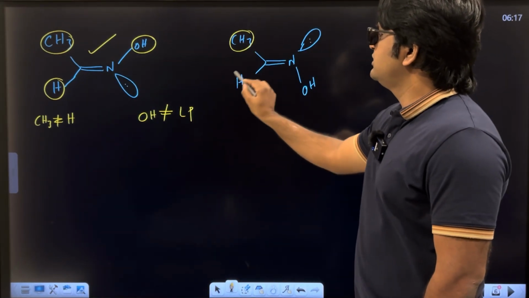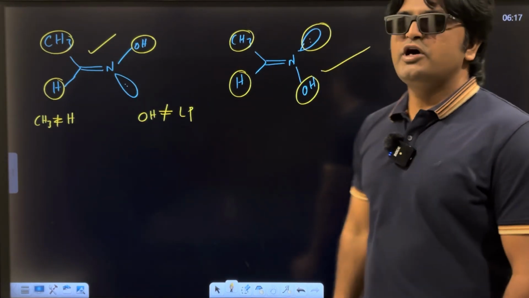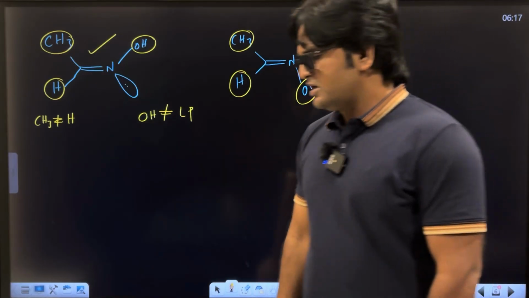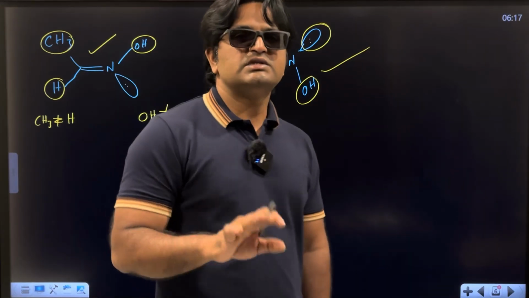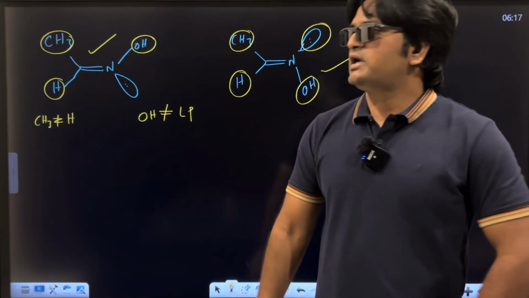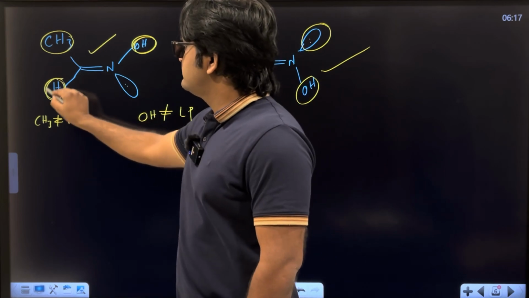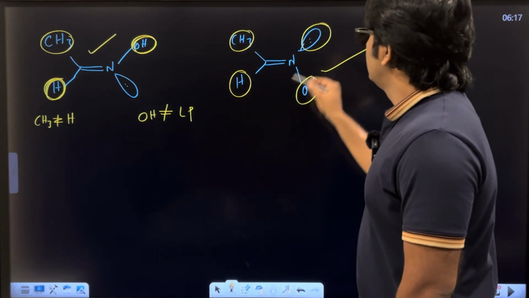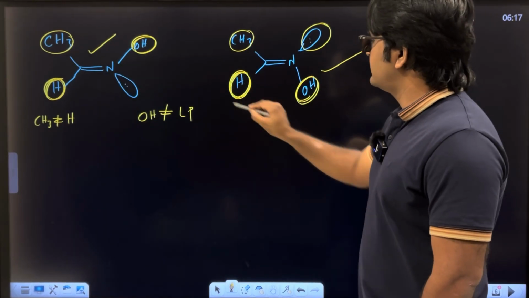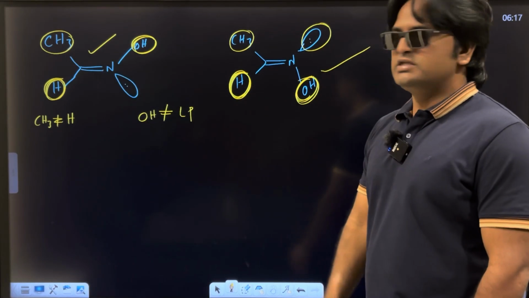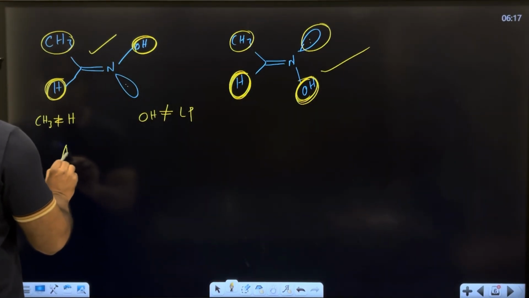Here also same thing. Methyl and hydrogen is different. Lone pair and OH is different. Yes, this molecule can show geometrical isomerism. For example, if you want to give nomenclature in case of all oximes, we are using syn and anti nomenclature. Now just look at OH and hydrogen. Same side or opposite side? Opposite side. Here OH and hydrogen. We are taking the reference from H and OH.